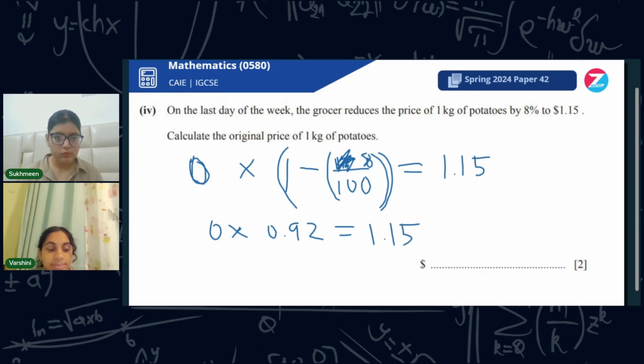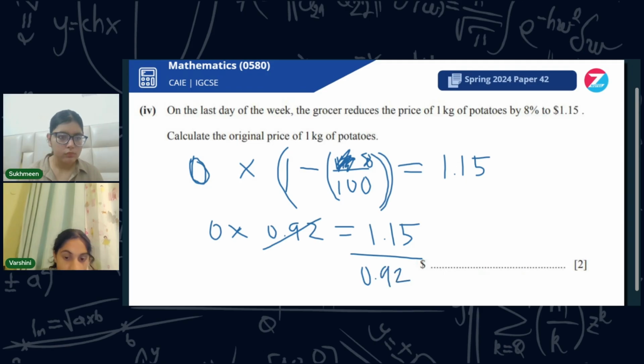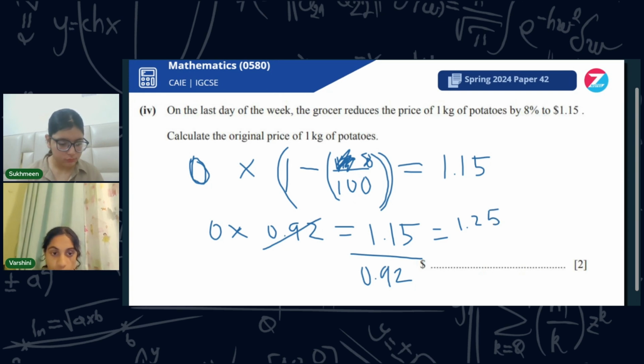Now all we need to do is make the original, this variable, the subject of the formula. So we need to get rid of the 0.92. So we're going to divide both sides by 0.92. And then all we have to do is calculate this, 1.15 divided by 0.92. And you should get 1.25. And so over that is going to be our answer over here, $1.25.